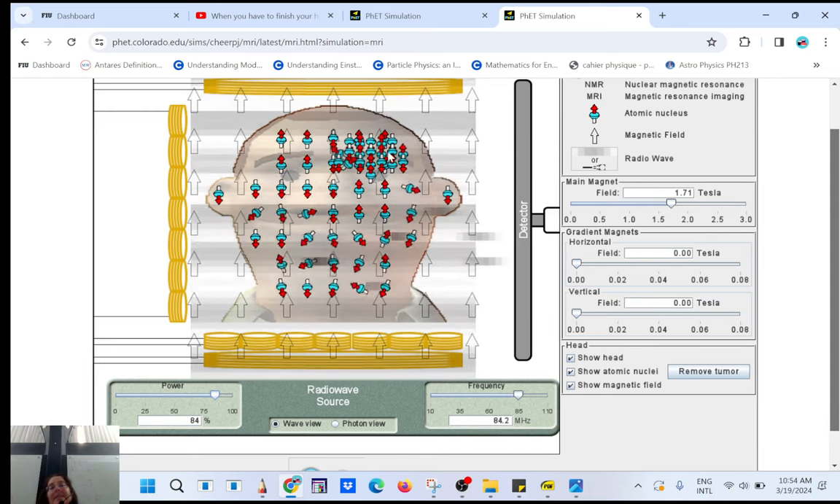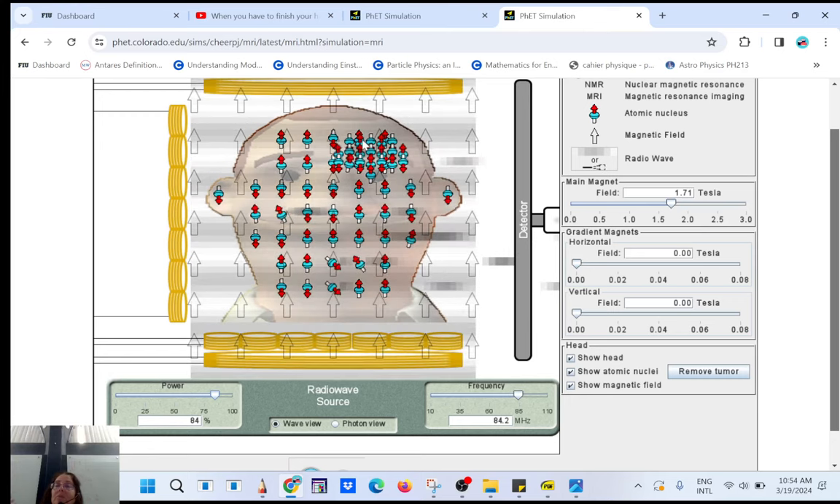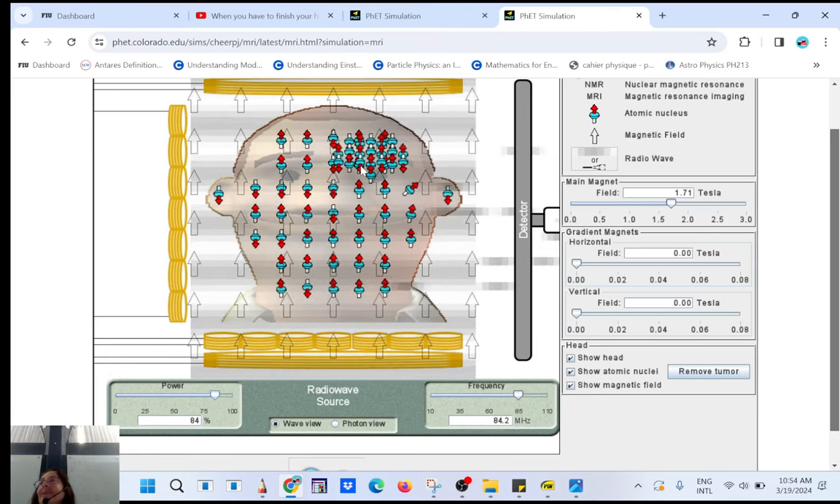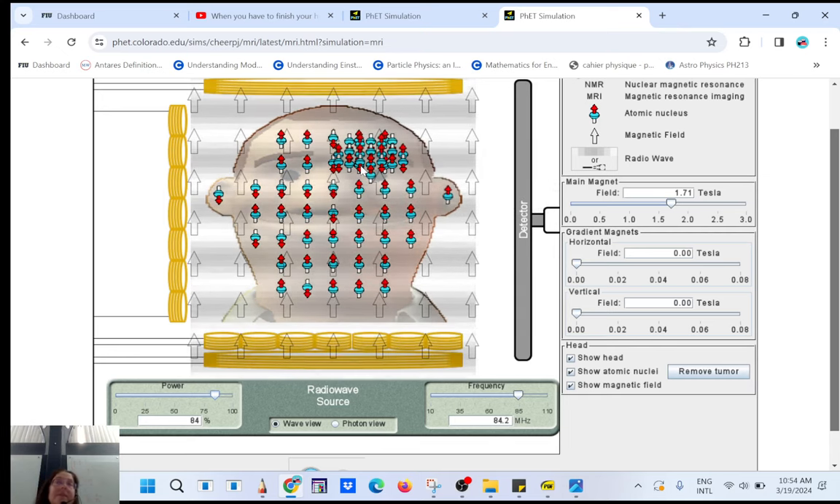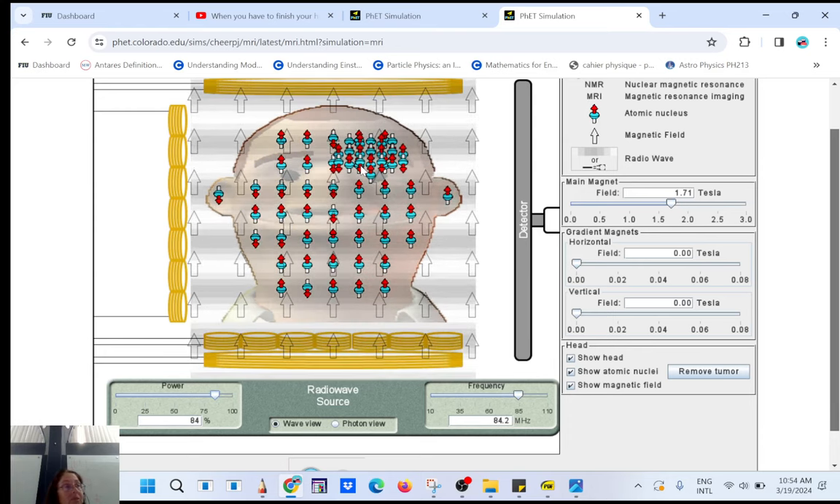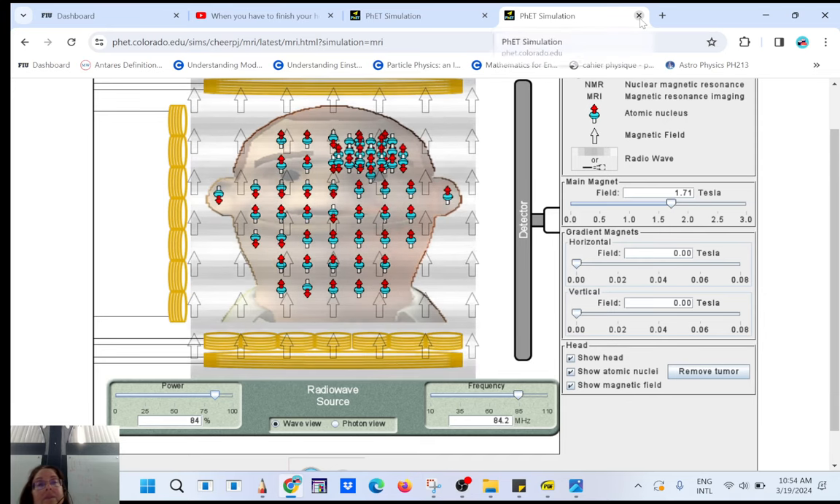So you get the idea. You're going to have more photons being burped out from the tumor than anywhere else, and that's how you can detect it. The resolution for MRI is very low, but it's safe because it's radio waves. If you want to improve the resolution, you have to get a CAT scan or a PET scan. Best resolution is a PET scan. PET scans are kind of dangerous because they use gamma rays, photons.